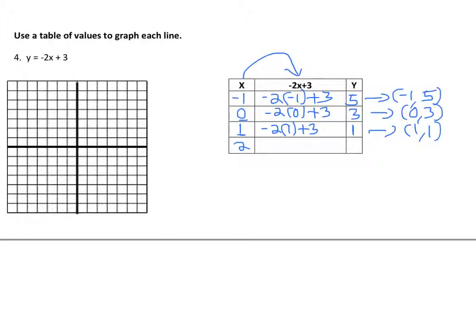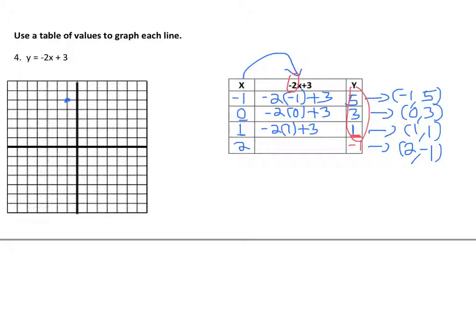Now it's all about patterns. 5, 3, 1. It goes down by 2 because this number that multiplies x is -2. So from this 1, if I subtracted 2 from it, I get -1. And then that ordered pair there is 2, -1. So let's plot all these points. So -1, 5, from the origin, I go to the left one and up 5. 1, 2, 3, 4, 5. So it's right there. So I'm going to put a point right there.